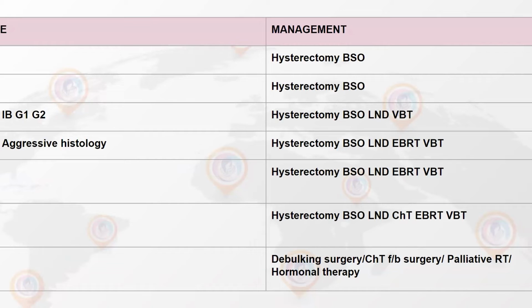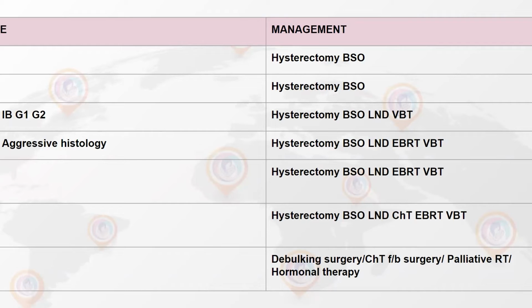So always in endometrial cancer, we go for a surgery followed by some form of adjuvant therapy if it is required. So in case it is 1A grade 1, usually hysterectomy BSO suffices in both grade 1 and 2. In case it is grade 3, that is a high grade variety, or 1B grade 1 or 2, only VBT is sufficient. However, here in this question, it was a case of 1B grade 3 with an aggressive histology. It was poorly differentiated. So you have to go for adjuvant therapy in the form of EBRT as well as vaginal brachytherapy. So this is the answer to the question which we discussed.